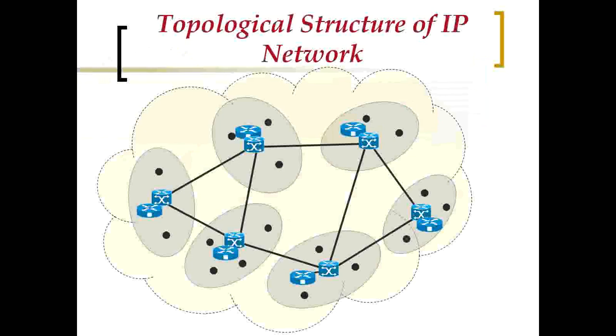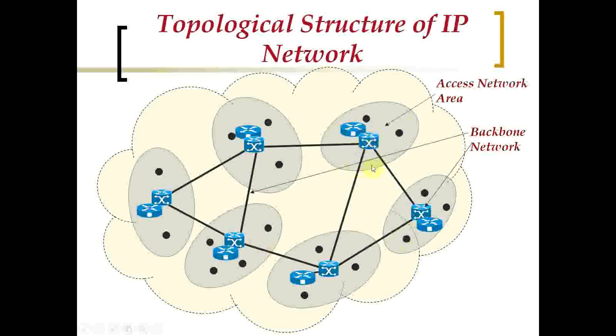Okay, so here you see the topological structure of an IP network. Here we can indicate the backbone layer, which is these black lines with the routers interconnected with each other, which are called the backbone nodes. And then we see some gray areas. These are the so-called access network areas with the distribution routers located here, and the users with their end equipment. So this is where the aggregation starts, from this point to the backbone, to the core.